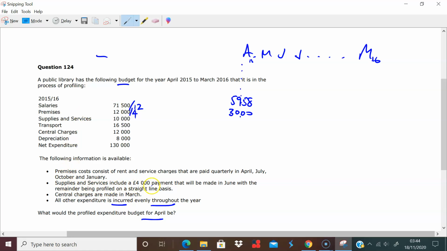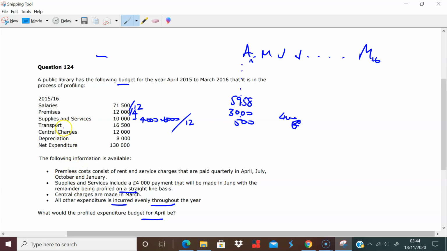Supplies and services include a 4,000 payment that we made in June. So I know there's a 4,000 coming out of here that will be made in June. Fair enough. 4,000, and the rest, which is the 6,000, will be spread evenly over the period, right? Because that's what it says on a straight line basis. So that's 6,000 divided by 12, and that is 500.